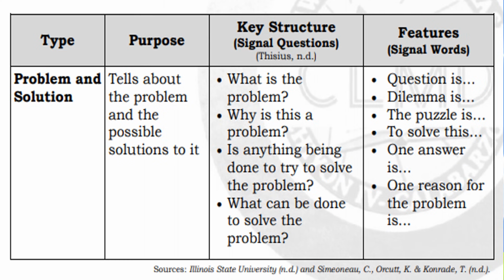The last type is the problem and solution. The purpose is it tells about the problem and the possible solutions to it. The key structures or signal questions: what is the problem? Why is this a problem? Is there anything being done to try to solve the problem? What can be done to solve the problem? And the features and signal words: question is, dilemma is, the puzzle is, to solve this, one answer is, one reason for the problem is.